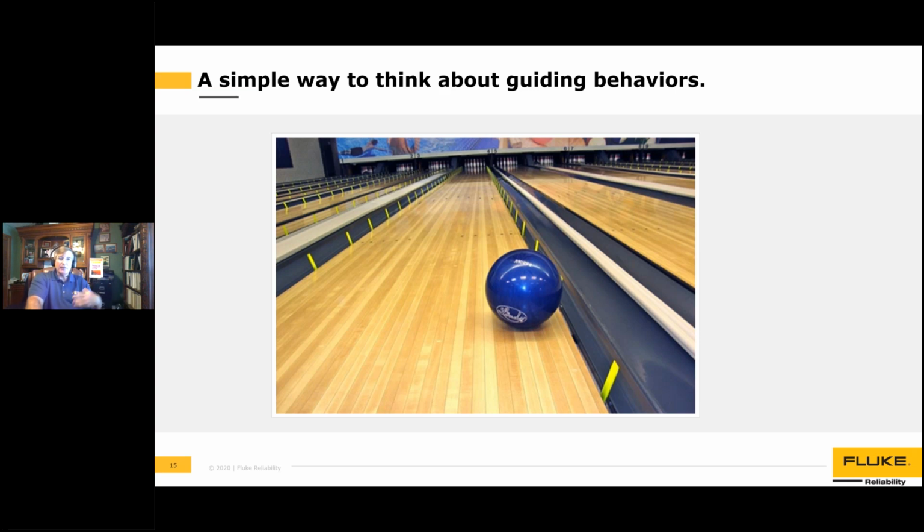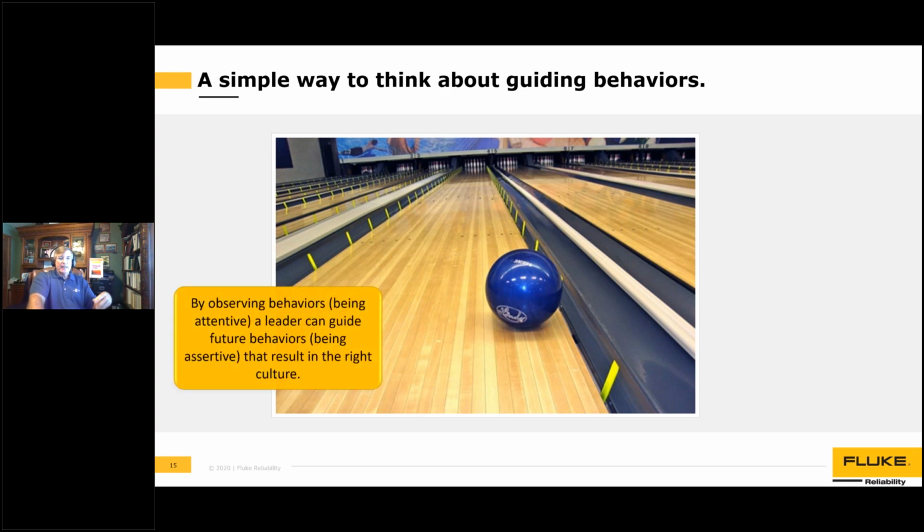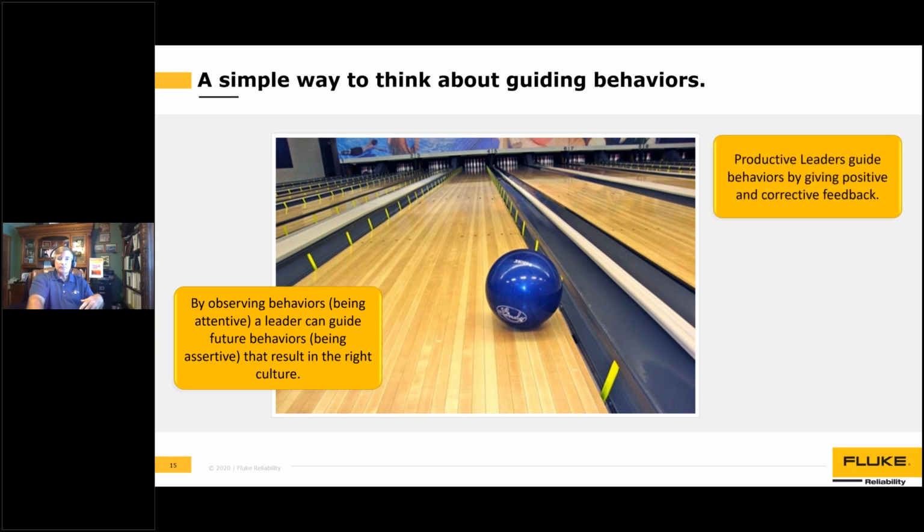And when you're a leader, that's what you should be doing. You should be giving your folks positive and corrective feedback so that they don't throw gutter balls. And so by observing behaviors, being attentive, a leader can guide future behaviors, being assertive, and those result in the right culture. Productive leaders guide behaviors by giving positive and corrective feedback.